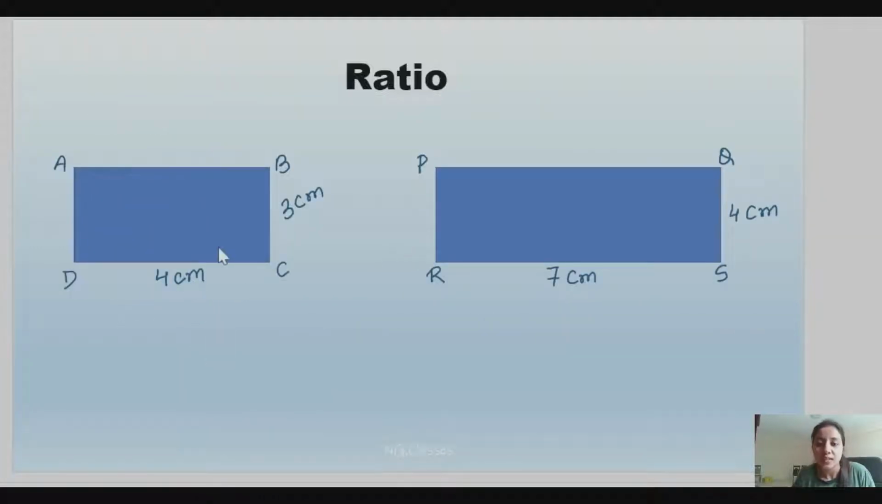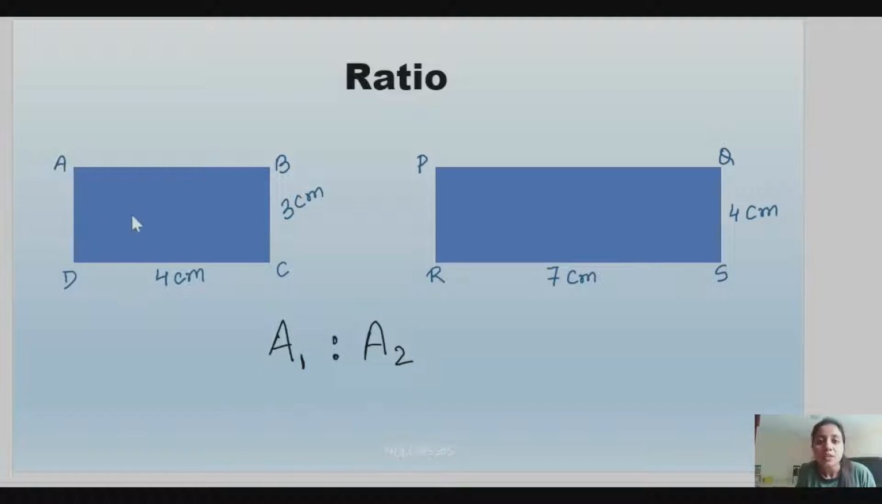Now suppose we are having two rectangles ABCD and PQRS. Here the length of rectangle ABCD is given as 4 cm and breadth is 3 cm. And for PQRS length is given as 7 cm and breadth is 4 cm. Now here I can compare the length of the rectangle ABCD to length of rectangle PQRS. Okay, length with length. Or I can compare breadth of the rectangle ABCD, that means 3 cm, to breadth of rectangle PQRS, that is 4 cm. Or we can compare area of the rectangle ABCD, suppose this one is A1, with area of the rectangle PQRS, suppose this one is A2.